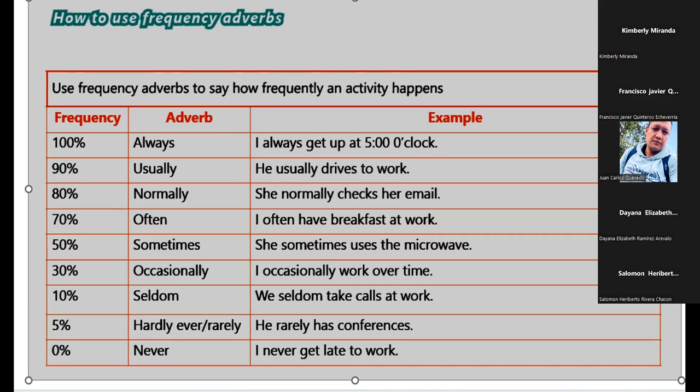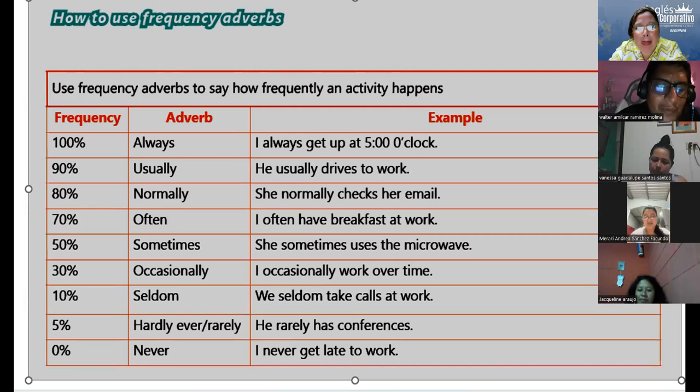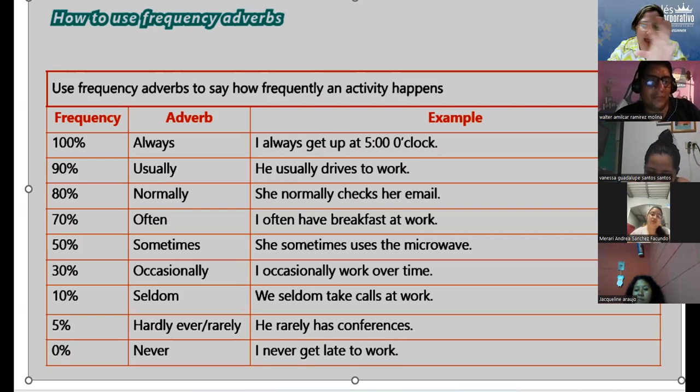Una pregunta, teacher, perdón. ¿Hay alguna frase para decir a diario? Daily, every day. A day. Day también es a diario. Ahí dependiendo, es que ahí el contexto, ¿verdad?